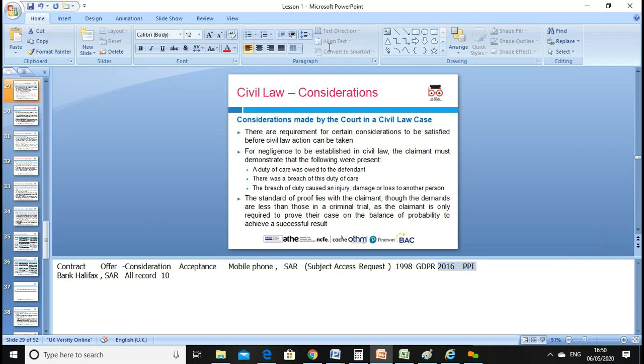Say a mobile company claims you said yes. You say, no, I didn't agree to this price, I agreed to that price, but you don't have any evidence for it. You can get a SAR. All the conversations they recorded, they should provide to you by law.